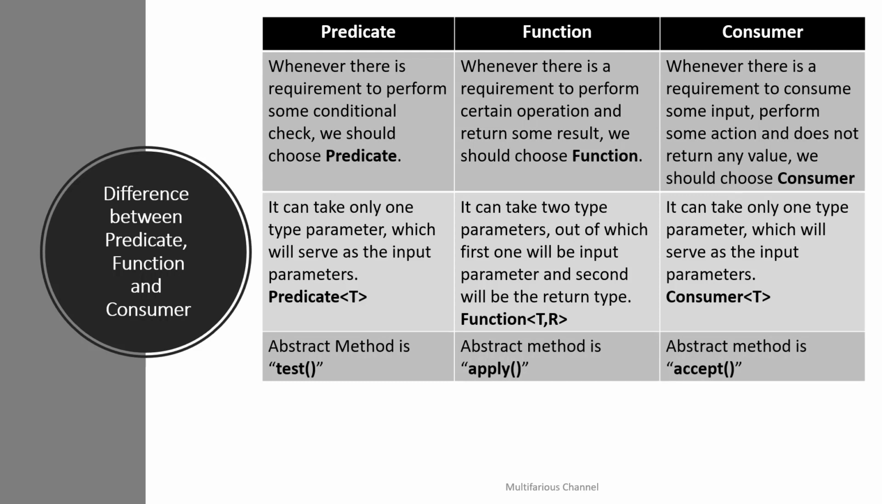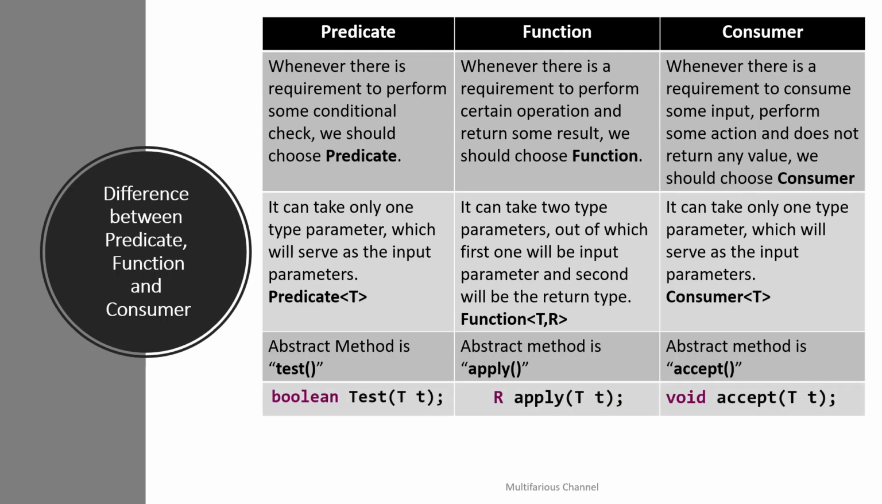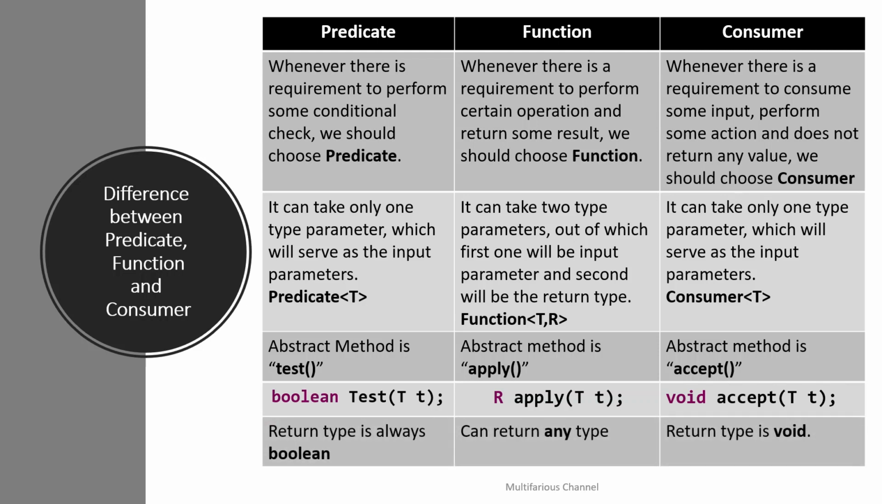The abstract method of predicate is test for testing some Boolean condition. The abstract method of function is apply to apply some processing. Then the abstract method of consumer is accept that will consume some value. So the syntax of the test method is boolean test(T t). The syntax of the apply method is R apply(T t), and the syntax of the accept method is void accept(T t). Notice the return type of predicate is always boolean. Function can return any type, and the return type of a consumer is always void.